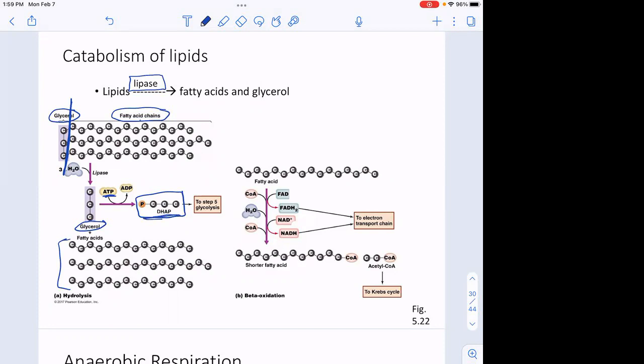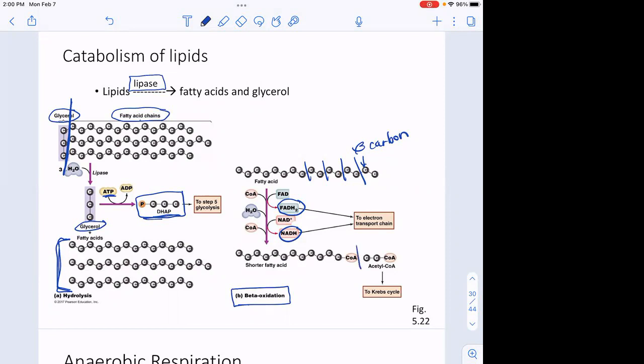But it's the fatty acids where you get just a ton of energy produced, because each fatty acid will undergo beta oxidation. It's called beta oxidation because this carbon, the second one from the end, is the beta carbon. What happens is that 2-carbon compounds are cleaved off. That's the process of beta oxidation.